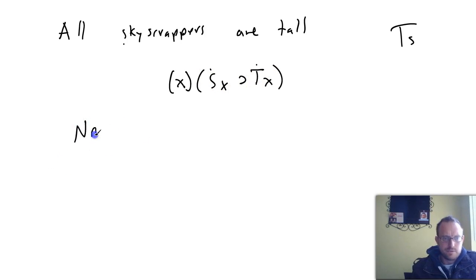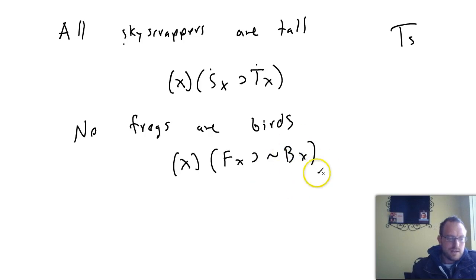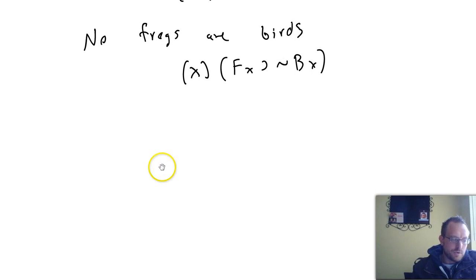Let's do another example here. No frogs are birds. Now, if you want, pause the video and see if you can figure out how to do this statement. It's going to look like this. X: if there's an X in the universe, if that X is a frog, then that X is not a bird. And that's what it's going to look like here. Let's just do a couple more here.